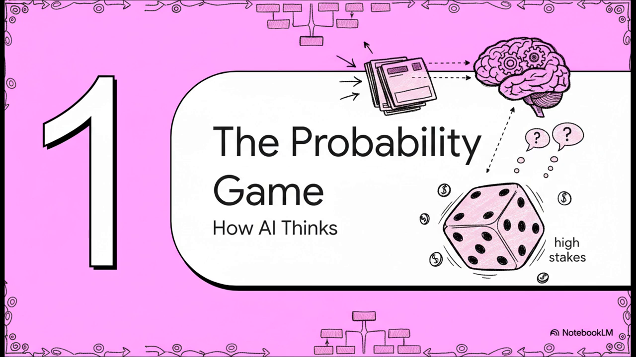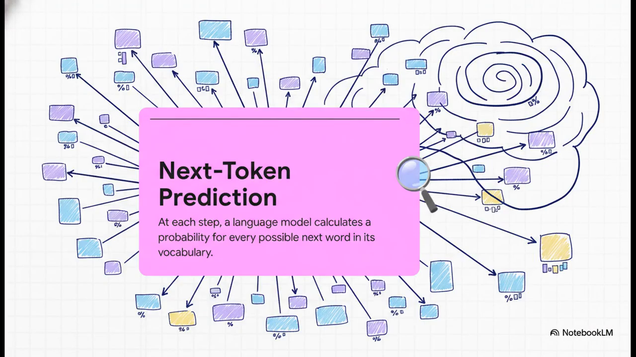Because at its core, a large language model doesn't think like we do. It's playing this massive probability game, constantly betting on which word should come next. This is the fundamental mechanic of the whole thing. For every single word it generates, the model looks at the text it's already written, and then it calculates the odds for every single word in its huge vocabulary. We're talking tens of thousands of options to be the very next one.